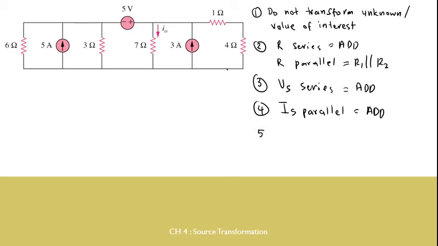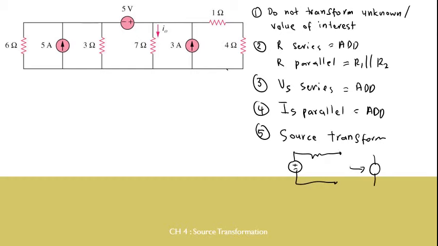And then number 5 is to transform. Use the source transformation to transform the voltage source in series with a resistor into the current source in parallel with a resistor, and vice versa.